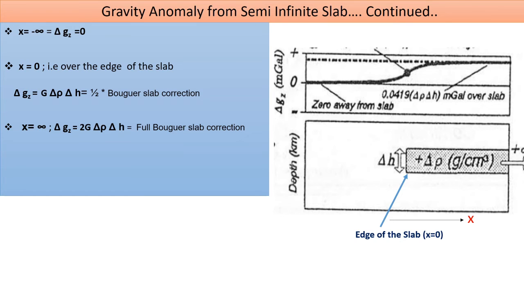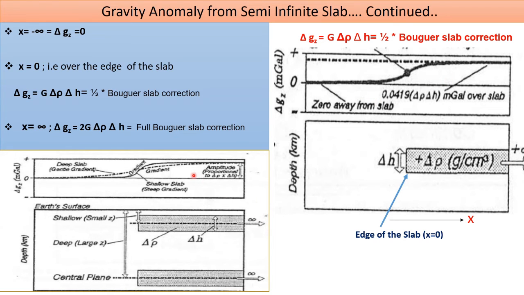Next we move to the case for x equal to 0, that is, over the edge of the slab. The gravity anomaly is half of the Bouguer slab correction. And when x is equal to infinity, as I have discussed in the previous slide, there will be the full Bouguer slab correction. The Bouguer plate correction will be available just over the slab, and at the edge of the slab, that is a transition point, it will be half of the Bouguer gravity anomaly. So that is the faulted model of the semi-infinite slab.